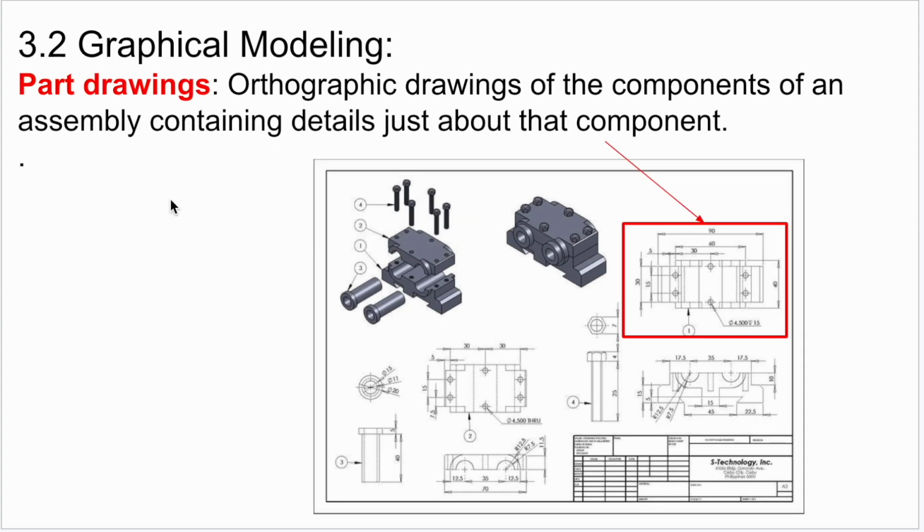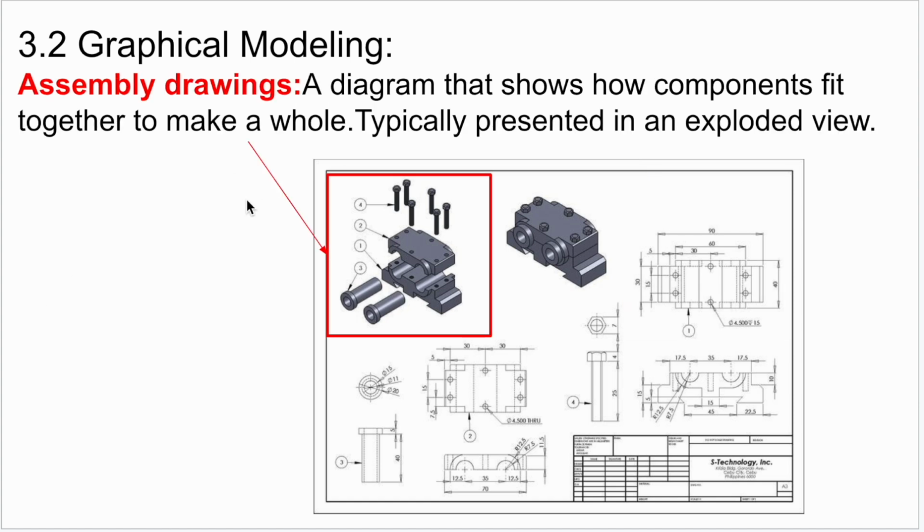Part drawings are orthographic drawings of the components of an assembly containing details just about that component. So this is a part drawing right here. It's an orthographical drawing, and it's telling you about this particular component. If I look at an assembly drawing, this is a diagram that shows how components fit together to make a whole, and it's typically represented in an exploded view, and also this is an isometric view right here. So you can see how everything fits together. You can see where the bolts are, you can see where this top piece is, the bottom piece is, and these interior pieces and how they fit together.